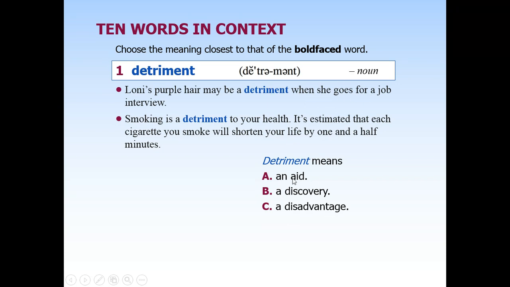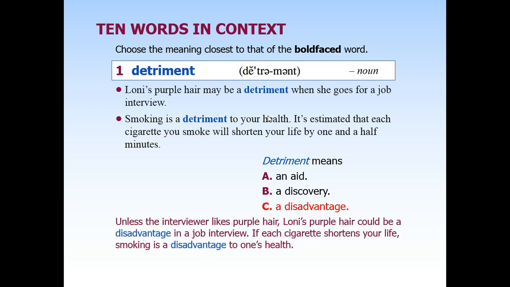So when you plug it back in, we know it's not going to be discovery, so it's between aid and disadvantage. Well, purple hair might be a little odd for a job interview because you've got to look professional. So most likely, detriment means C, disadvantage. Again, you use that context clue around you.